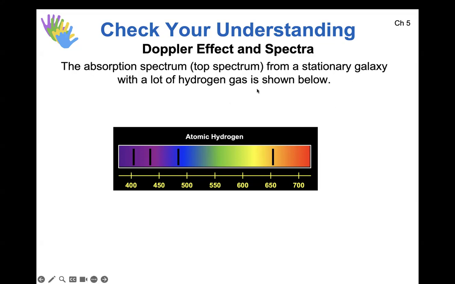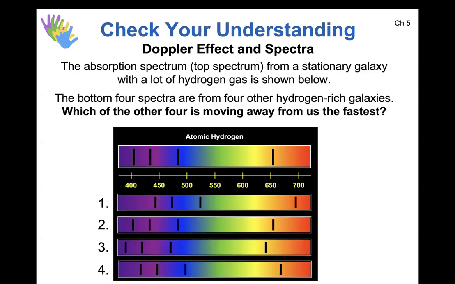Okay, and this spectrum as shown is the one that you would see in a laboratory and also from a stationary galaxy. Stationary at least being neither moving away nor towards us, which as far as galaxies are concerned would be considered one that's relatively close to us or maybe in our local group. So then if you compared to other galaxies, the bottom four spectra are from four other hydrogen-rich galaxies. Which of the other four is moving away from us the fastest?